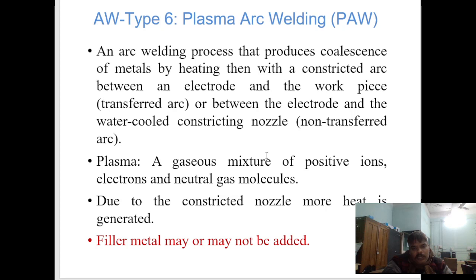This is plasma arc welding. An arc welding process that produces coalescence of metal by heating them with a constricted arc between an electrode and workpiece or between the electrode and the water-cooled constricting nozzle. Plasma is a gaseous mixture of positive ions, electrons, and neutral gas molecules. Due to the constricted nozzle, more heat is generated. Filler metal may or may not be added.